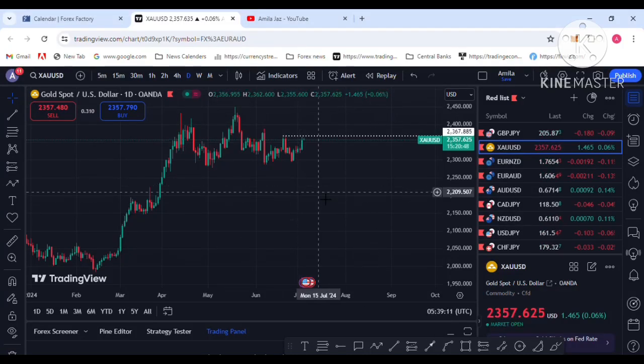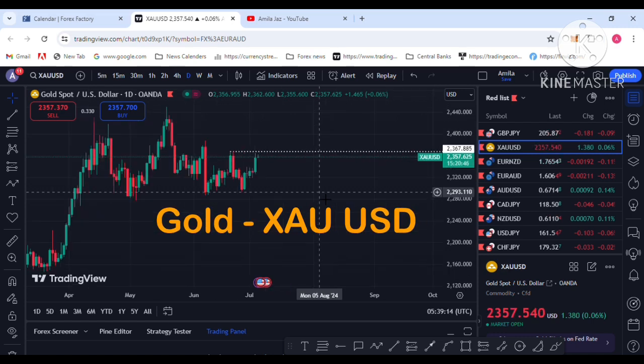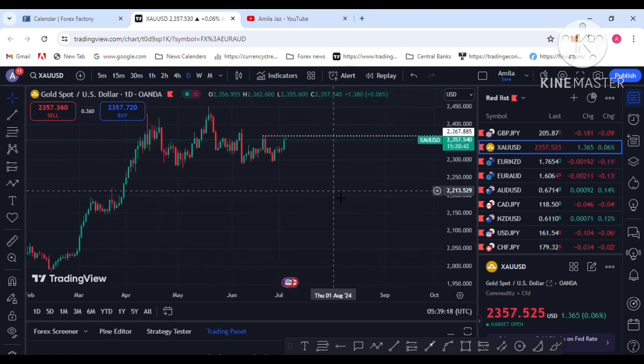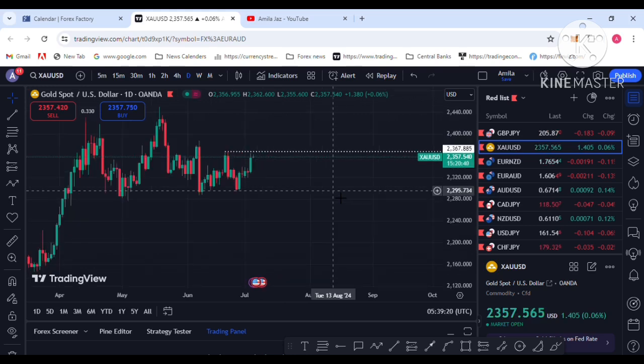Today I am going to analyze gold technically. I will analyze the technical picture of gold. What are the levels? What opportunities do you have to trade gold?